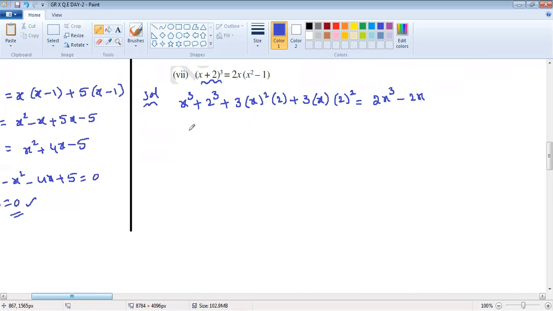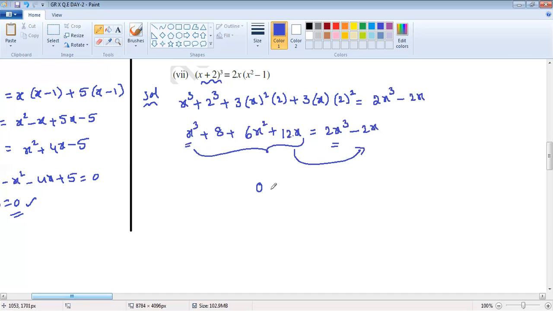Then what can you write? Try to simplify. x cube plus 2 cube is 8, then 3 into 2 is 6, 6x square, plus 3 into 4 is 12x, which is equal to 2x cube minus 2x. Now if you see, the x cube coefficient here is 2, and here the x cube coefficient is 1. This is smaller, so try to carry all the terms here. Okay, 0 is equal to 2x cube minus 2x minus x cube minus 6x square minus 12x minus 8.